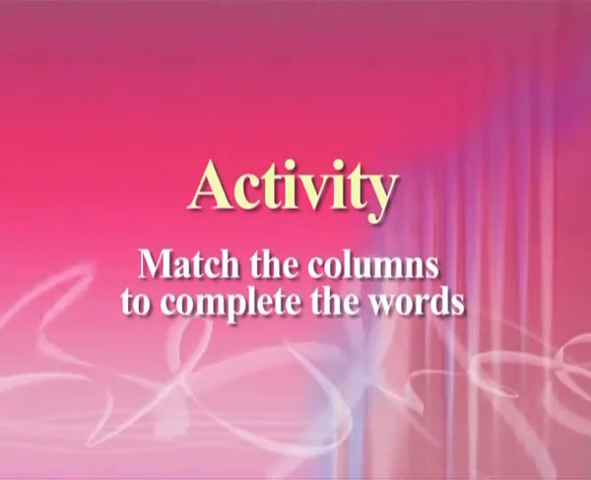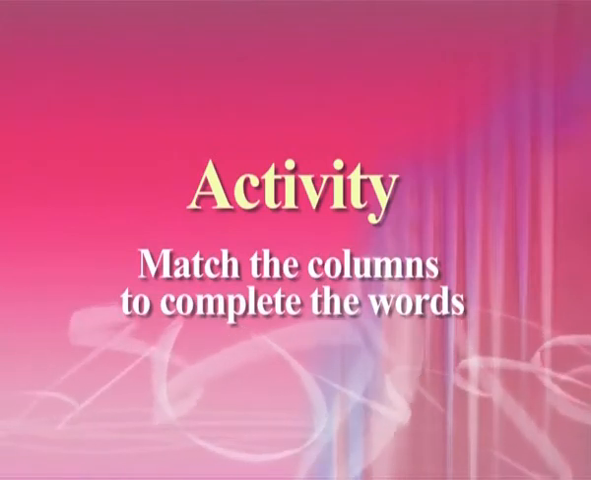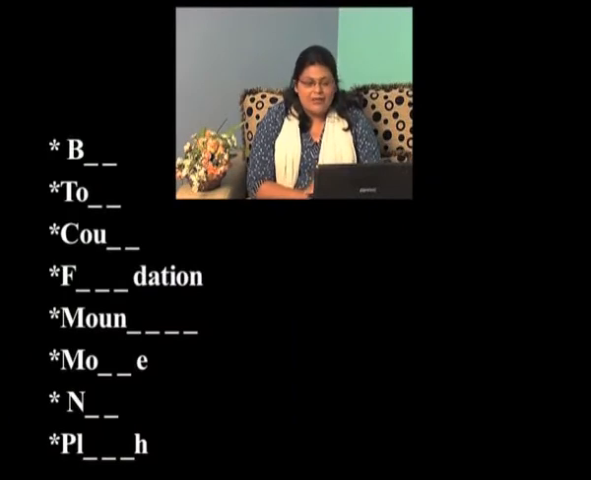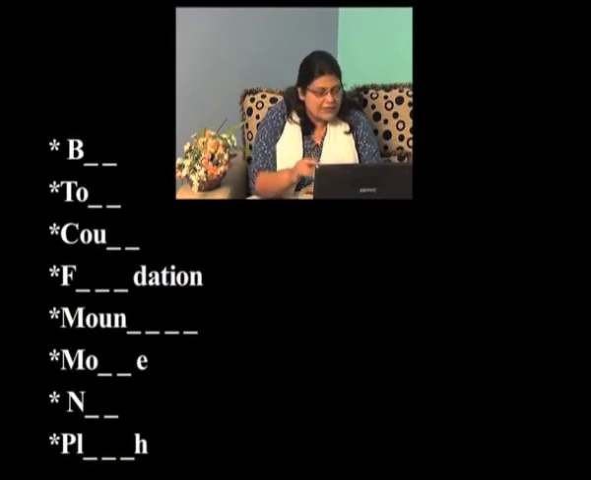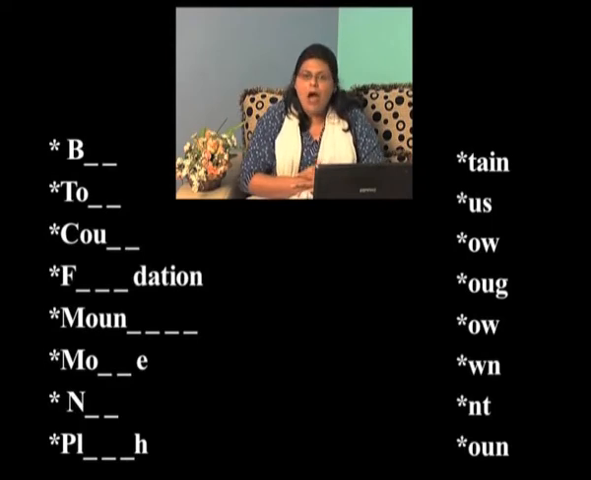We have another interesting activity for you. Here you have to match the columns to make meaningful words. I'll read out the first column for you, and then you have to do your work in your workbooks, of course. B blank blank. So what would fit into those blanks? Let's go down the list. The right option seems to be OW. B-O-W, bow. Now do all the others yourself.